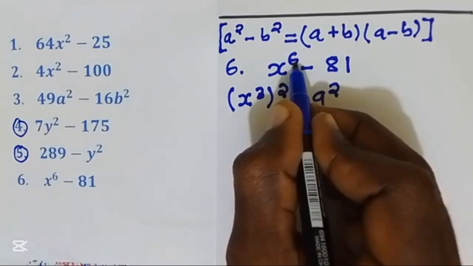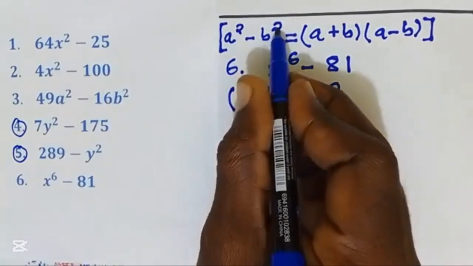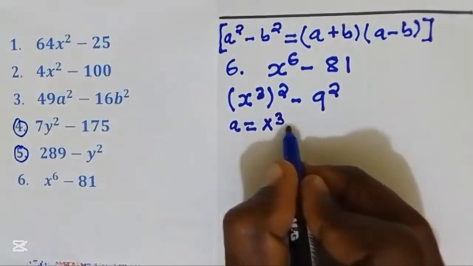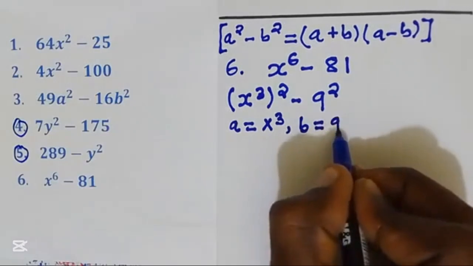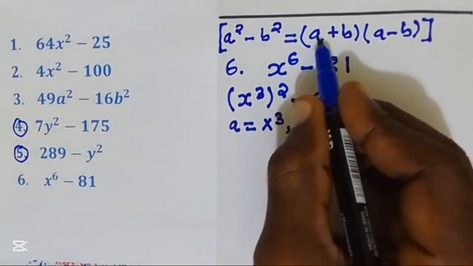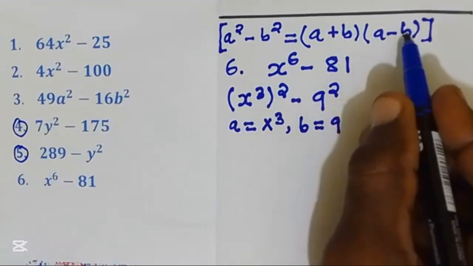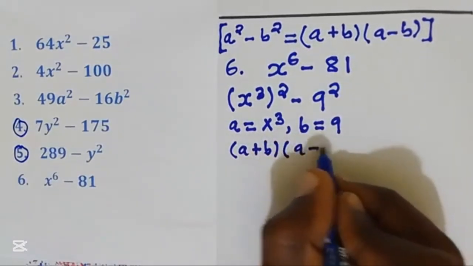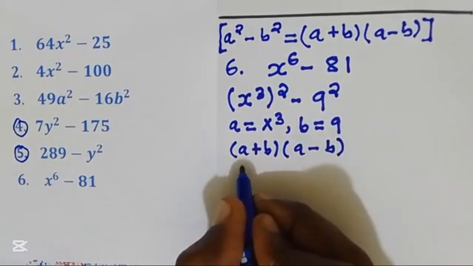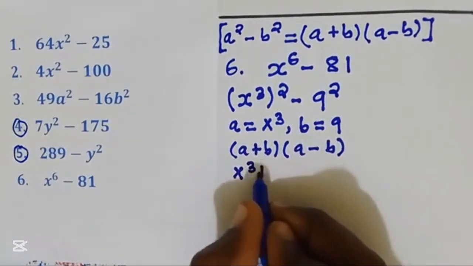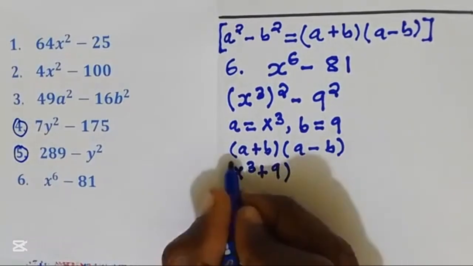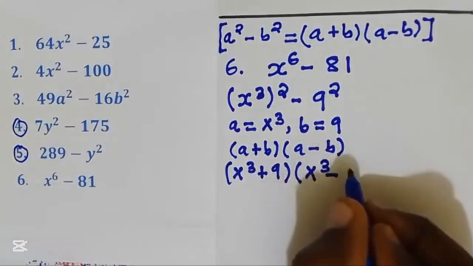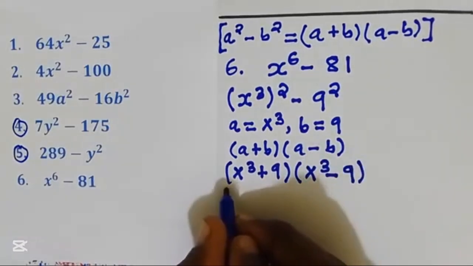So already this is in the form of a square minus b square, that is a is equal to x cubic and b is equal to 9, but our formula says a plus b, a minus b. So that is going to be x cubic plus b, which is equal to 9, x cubic minus b, which is equal to 9. And this is our factors.